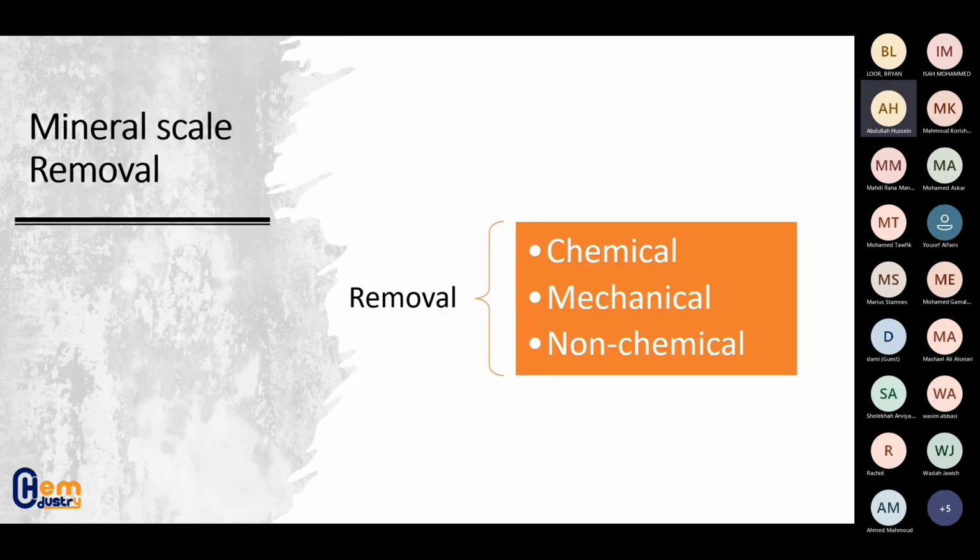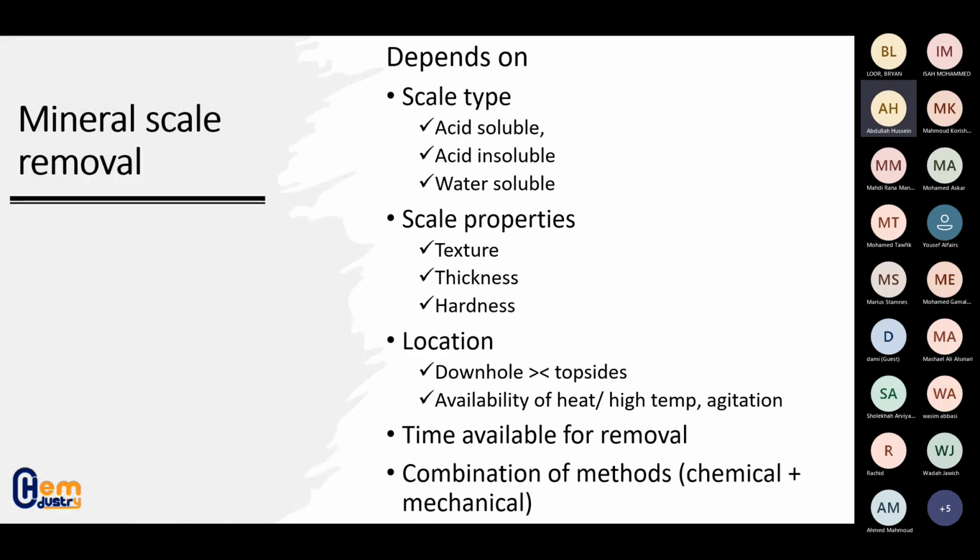And then we have the mineral scale removal. The removal can be done either by chemicals or by non-chemical methods. Either way, if you're using a chemical one or a non-chemical one, you have to know a little bit about the scale that you have in your system. So you have to know the scale type, just in case you're using the chemical dissolution method: if it is acid soluble, acid insoluble, or water soluble, which one is that?